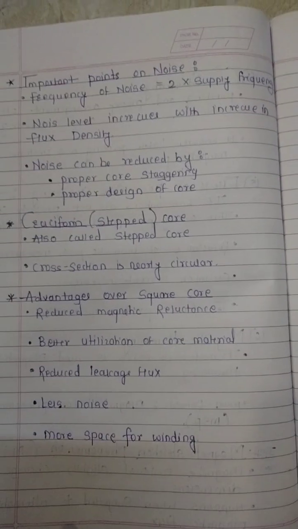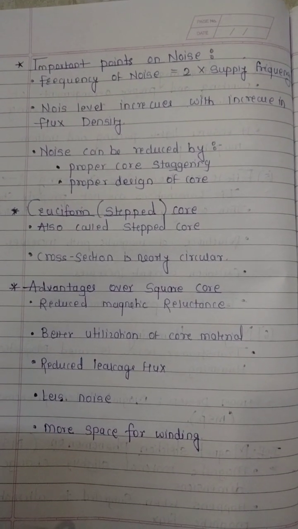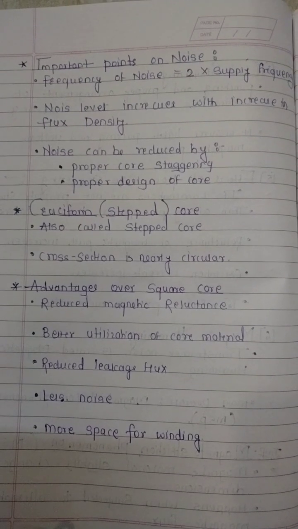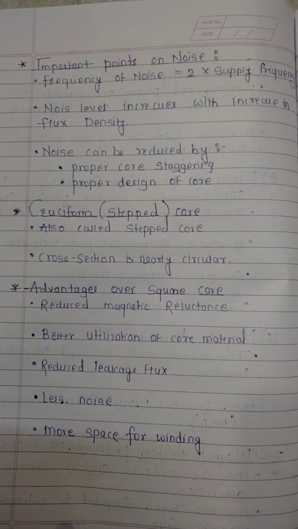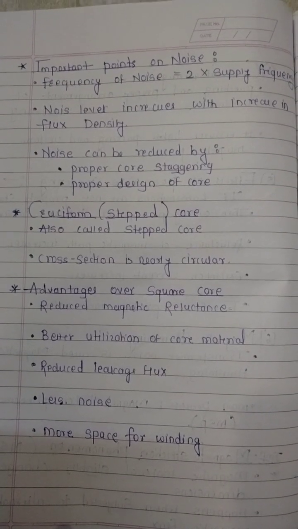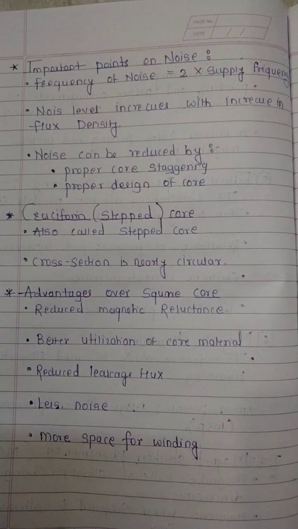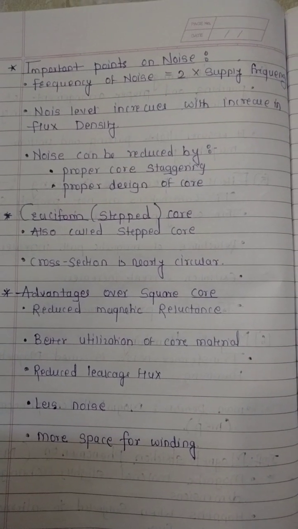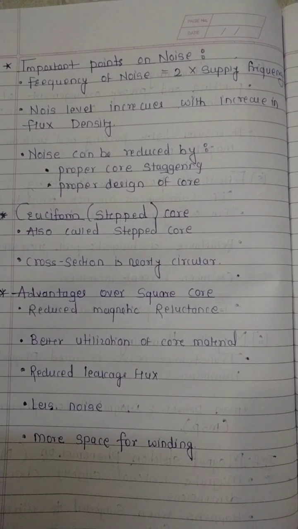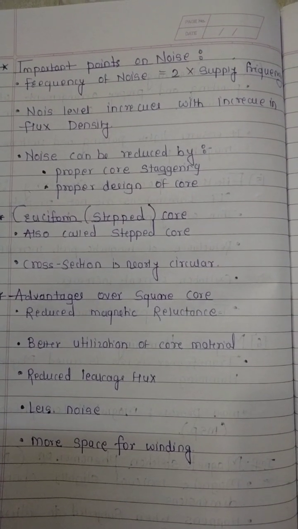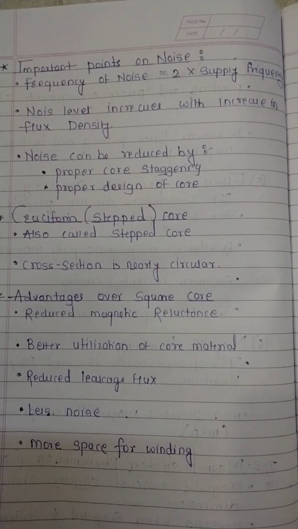Cruciform or stepped core. Let us see the design of the core. The first one is the cruciform or stepped core, also called the stepped core. The cross section is nearly circular. Advantages over the square core: reduced magnetic reluctance, better utilization of core material, reduced leakage flux, less noise and more space for winding.